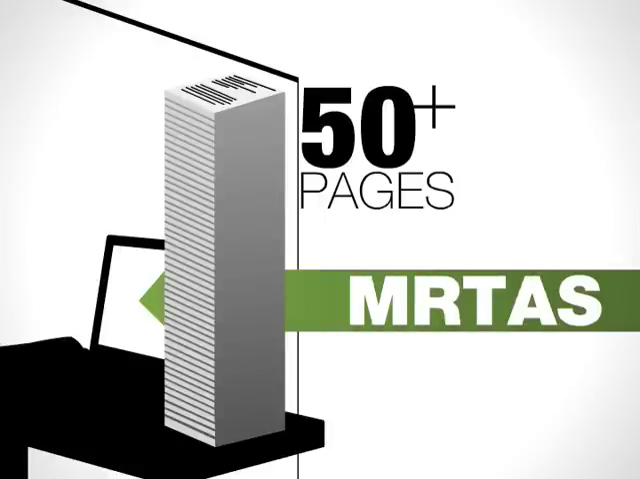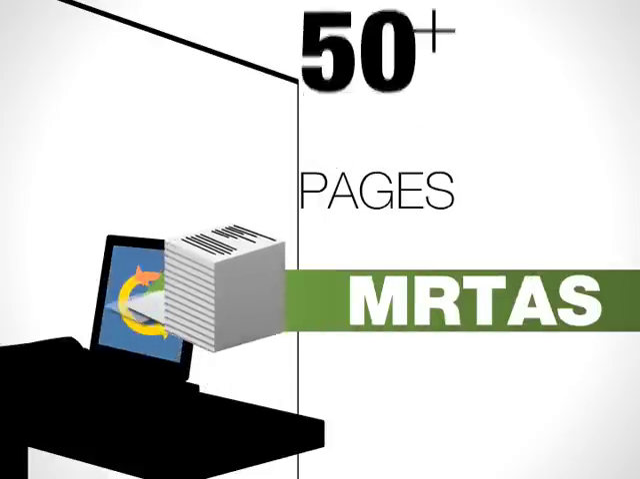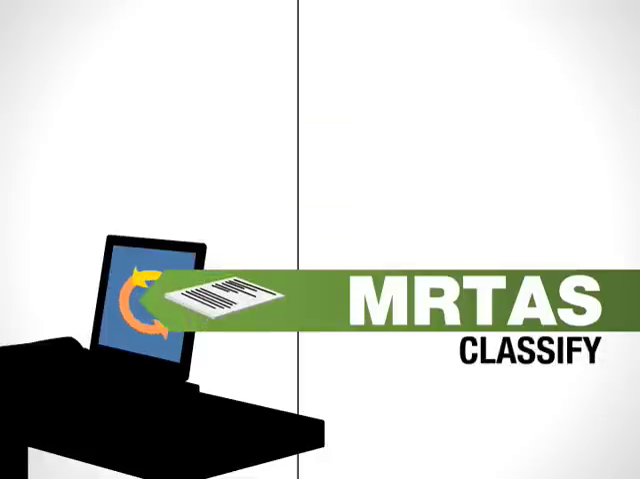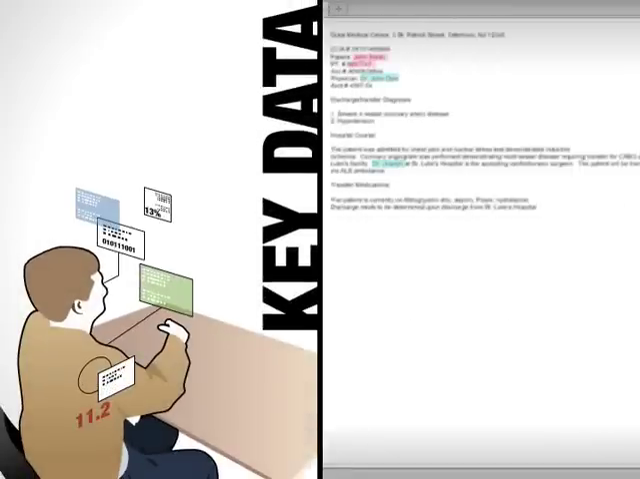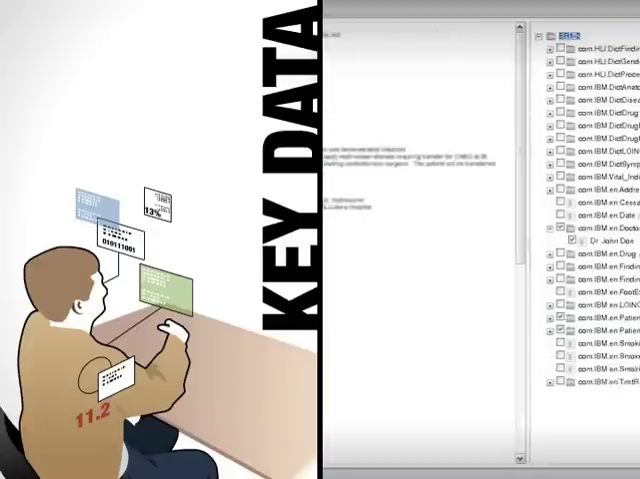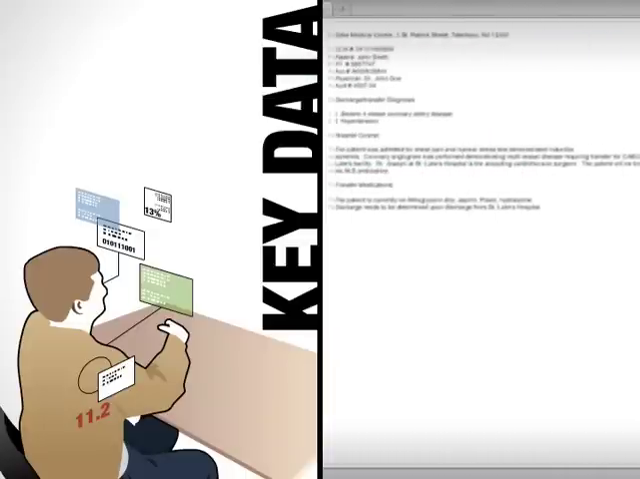IBM Medical Record Text Analytics Solution, MARTIS, pulls the 50-plus pages into the system, classifies documents into categories, and converts faxed images and PDFs into text. MARTIS begins to identify the key data and populates the medical findings in a structured format into a database and assigns ontology codes to them.